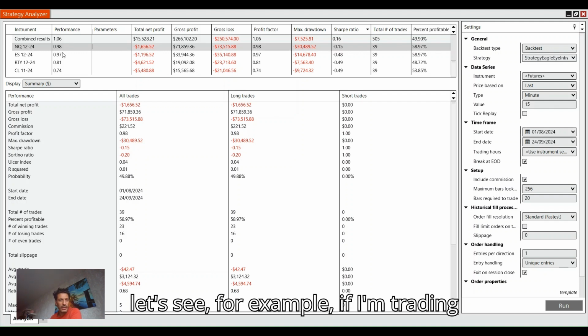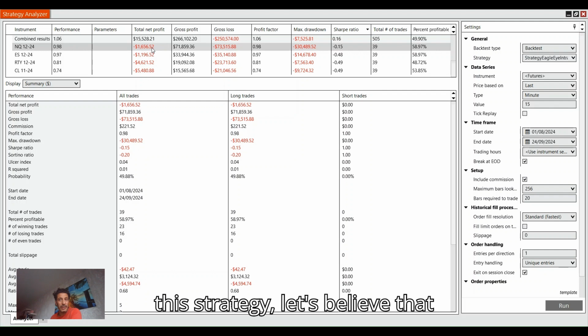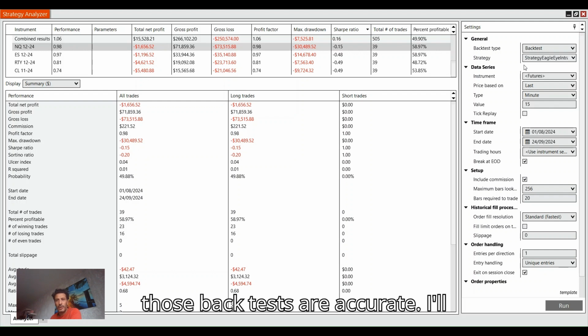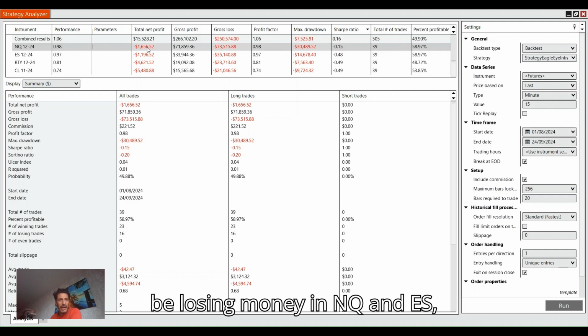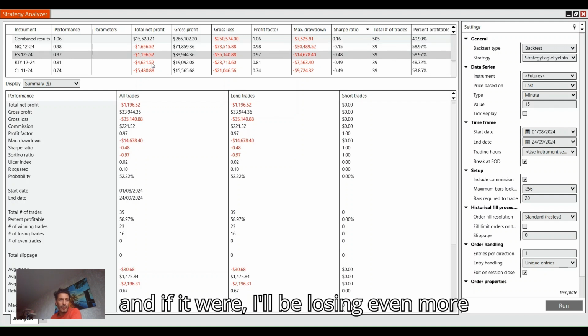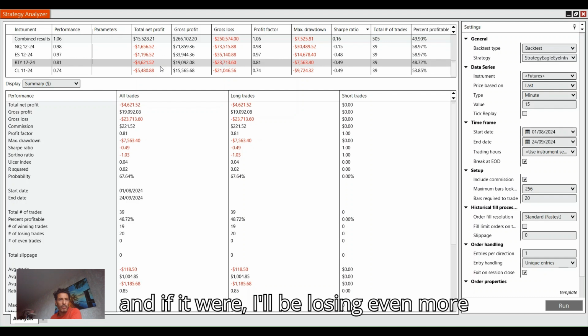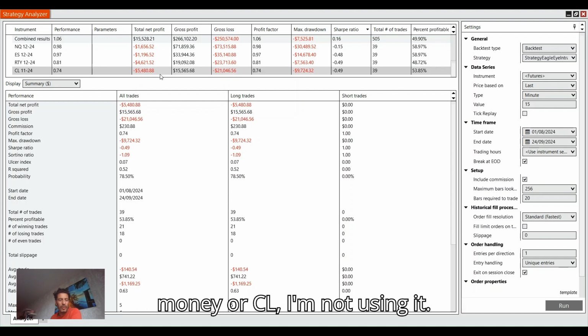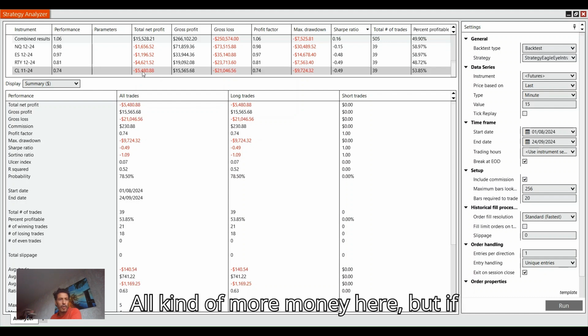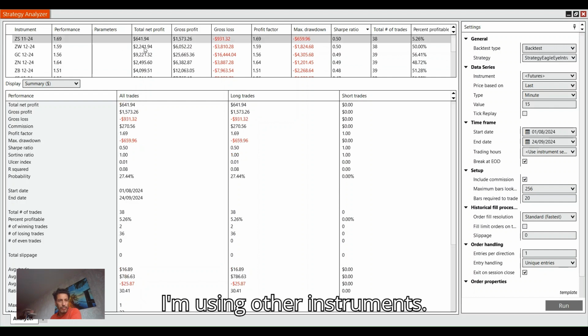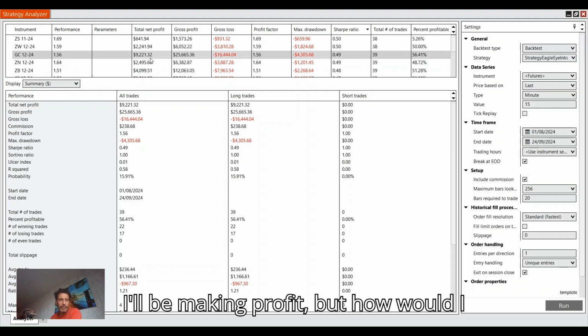So let's see, for example, if I'm trading this strategy, let's believe those backtests are accurate, I'll be losing money in NQ and ES. And if I trade ATY, I'll be losing even more money, or CL. But if I'm using other instruments, I'll be making profit.